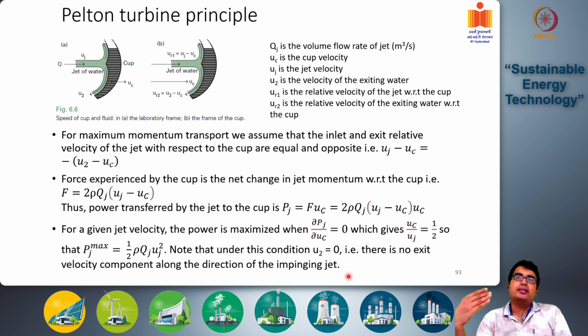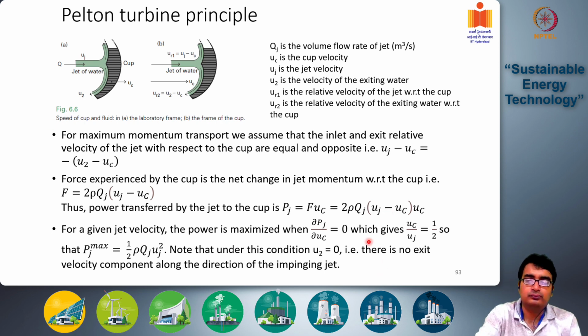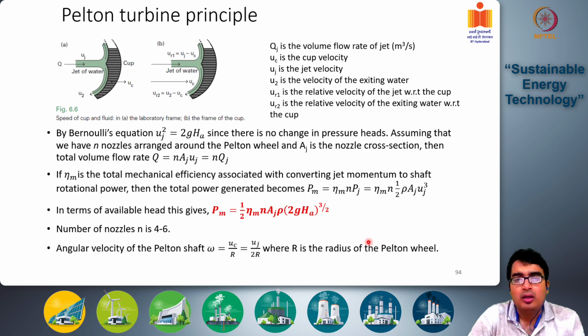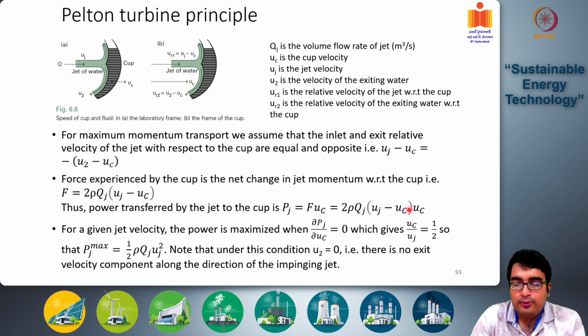This is of course a very idealistic situation. What this means is U2 is basically going perpendicular downwards. That's why there is no velocity component in the x direction in this condition. Now we have found this very important condition that the cup velocity will be half of the jet velocity for maximum power transfer, which becomes half rho Qj Uj square.